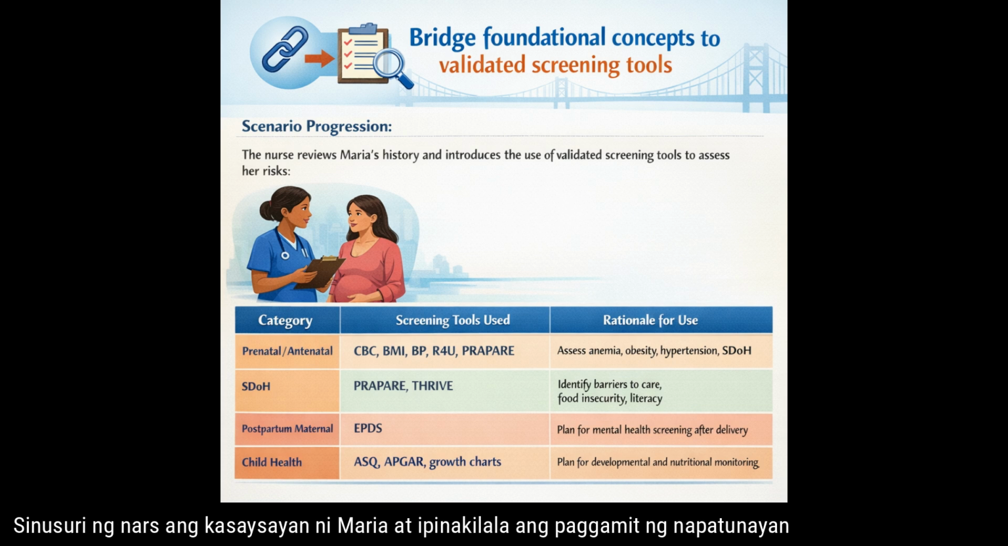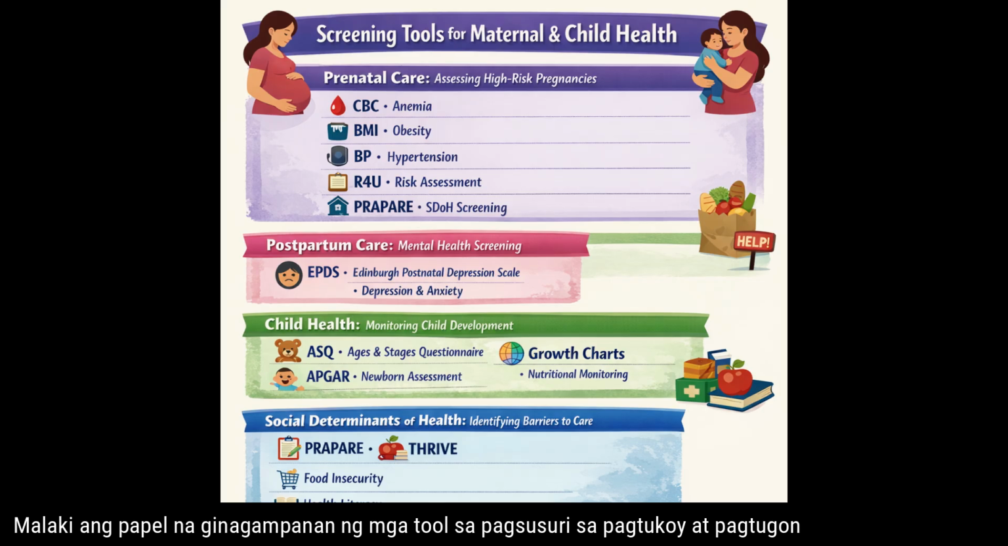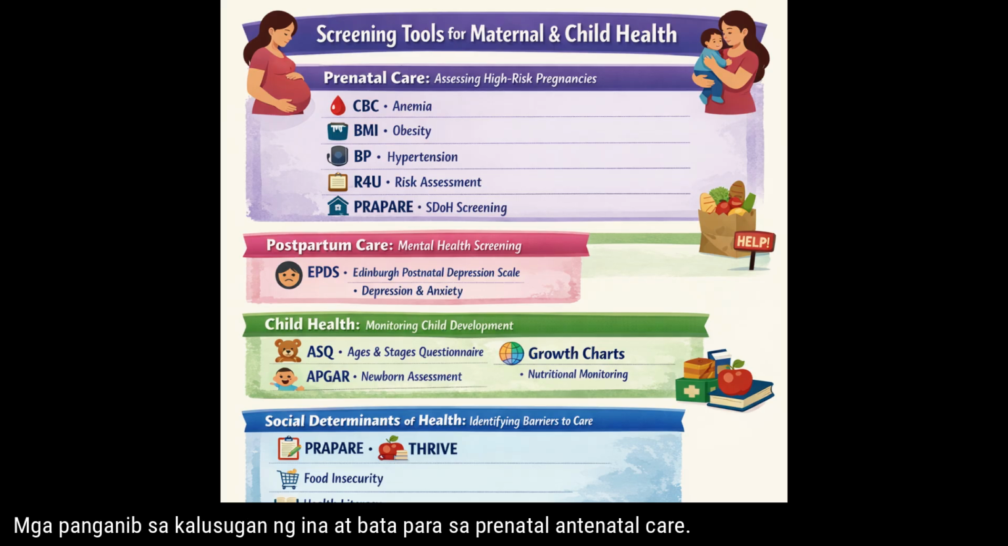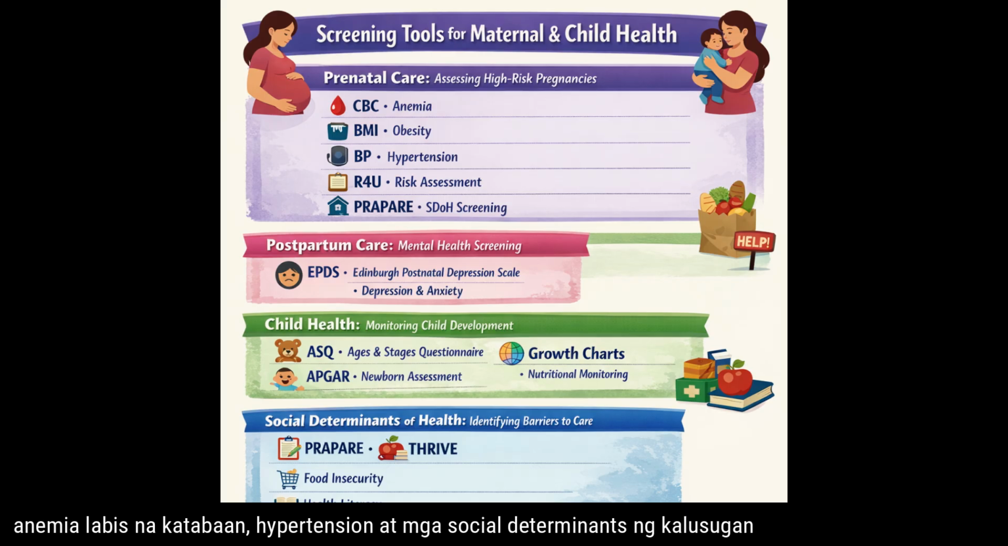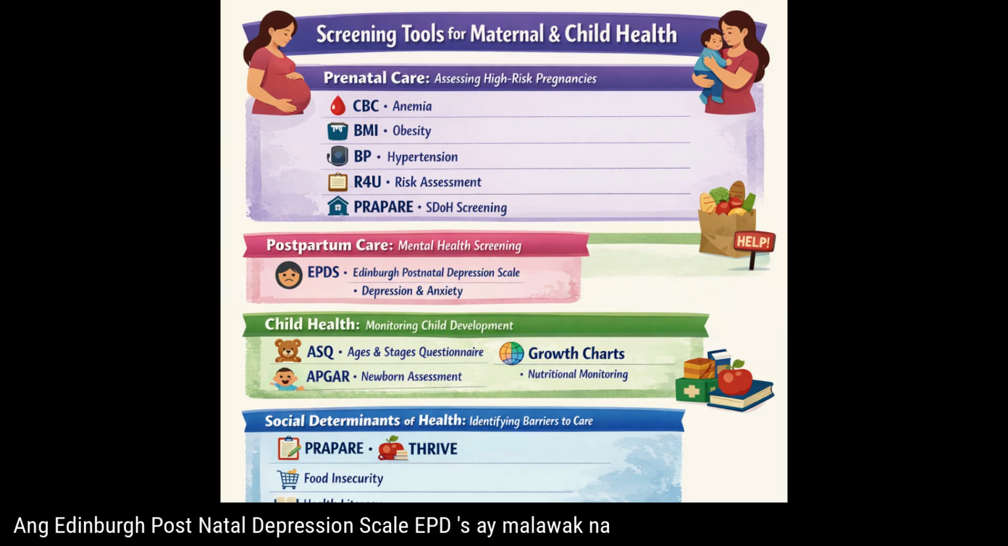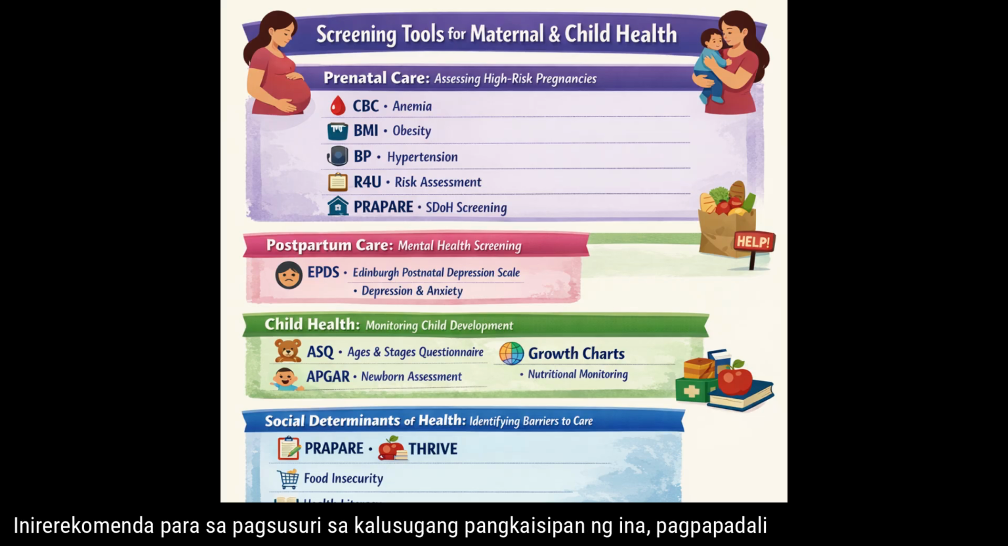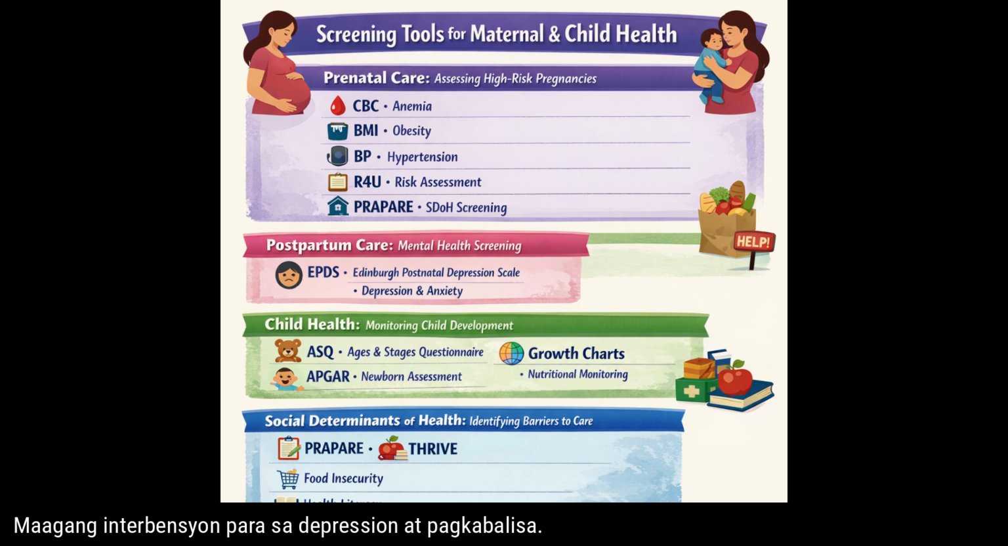The nurse reviews Maria's history and introduces the use of validated screening tools to assess her risks. Screening tools play a critical role in identifying and addressing maternal and child health risks. For prenatal antenatal care, tools like CBC, BMI, BP, R4U, and PROPEL are used to assess anemia, obesity, hypertension, and social determinants of health (SDOH), ensuring early detection of high-risk pregnancies. In the postpartum period, the Edinburgh Postnatal Depression Scale (EPDS) is widely recommended for screening maternal mental health, facilitating early intervention for depression and anxiety.